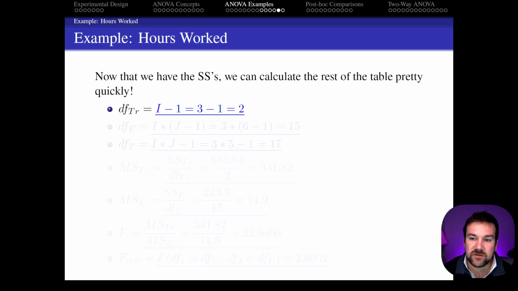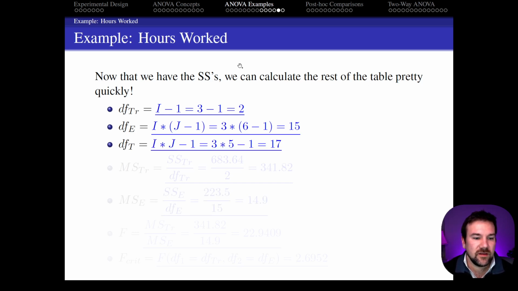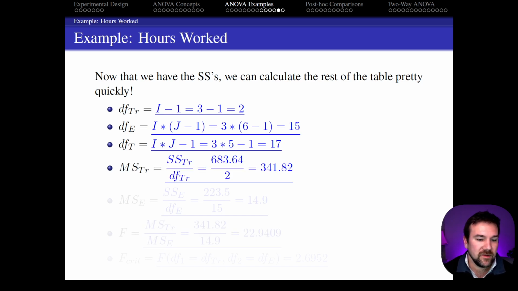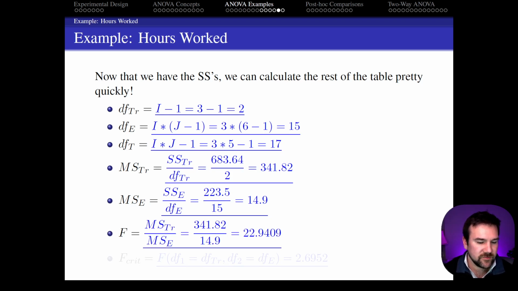Now that I have these sums of squares, I'm going to calculate the rest of the table. The degrees of freedom for the treatment is 3 total groups minus 1, or 2 degrees of freedom. Degrees of freedom for the error, 3 times 6 minus 1, 6 observations in each group minus 1, gives me 15 degrees of freedom for the error. And the degrees of freedom total, 3 times 6, 18 minus 1, or 17. Mean squares treatment, I take that sum of squares treatment over the degrees of freedom treatment, and I get 341.82. Mean squared error, sum of squares error over the degrees of freedom error, I get 14.9. Here's my work for that.